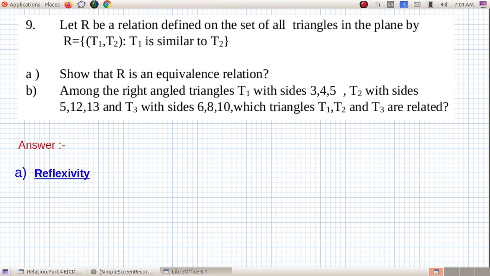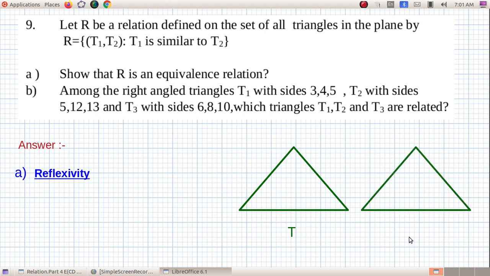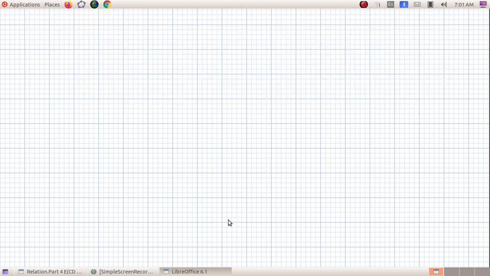I am going to draw a triangle that is T. Clearly, this triangle is similar to itself. The reason is these two triangles are the same, both are T, and this triangle is similar to itself. Every triangle is similar to itself. Therefore, the relation is reflexive.